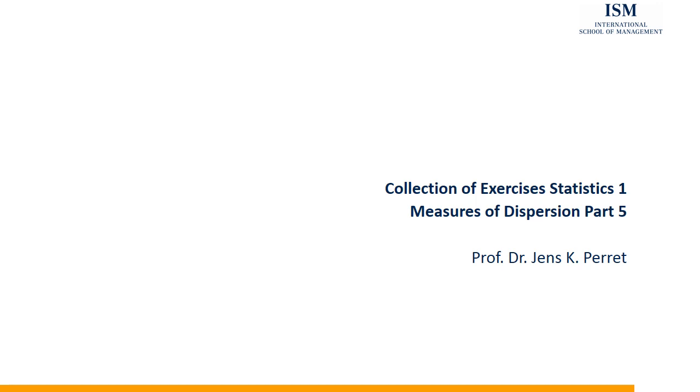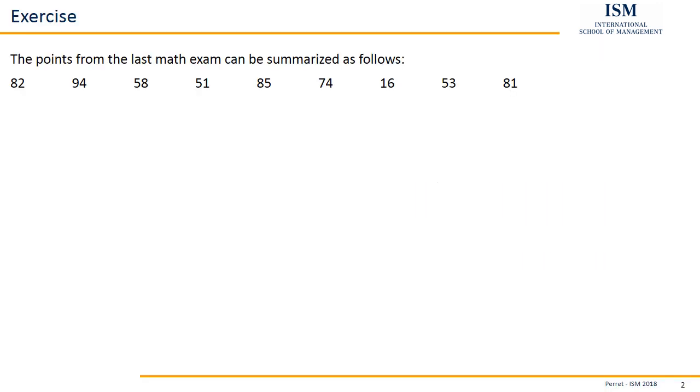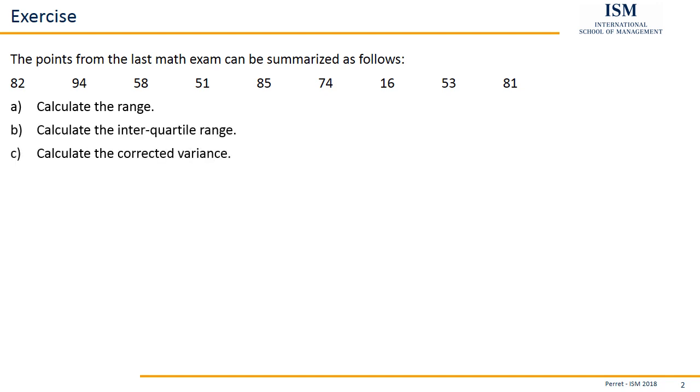Welcome to a new part of the ISM Statistics 1 exercise set, this time with an exercise on measures of dispersion. Let's take a closer look at the exercise. The points from the last math exam can be summarized as follows. What's to do with this? Calculate the range, the interquartile range, the corrected variance, and the corrected standard deviation.